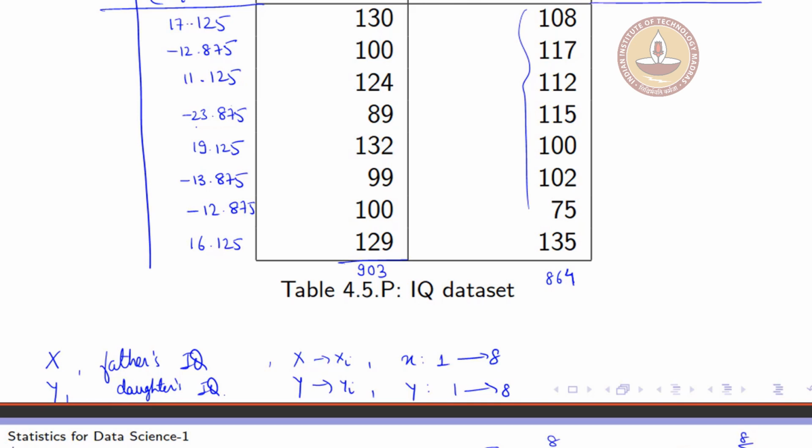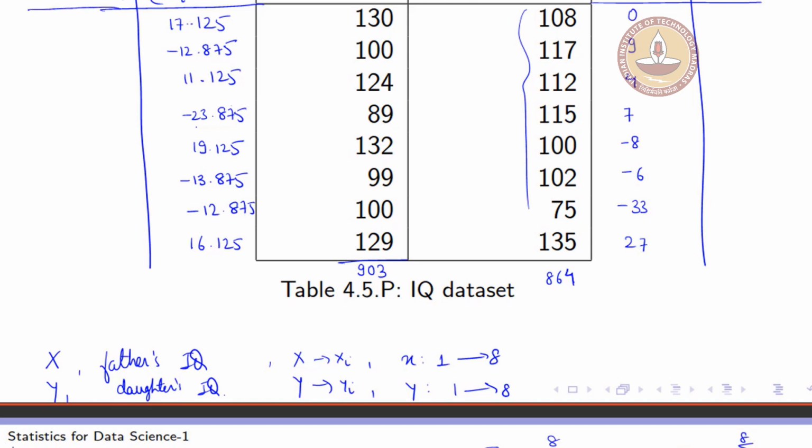Now let's calculate the deviation of daughter's IQ from the mean IQ. So this is yi minus y bar. So y bar is 108. So 108 minus 108 is 0. Now 117 minus 108 is going to be 9. This is going to be 4. This is 7. This is minus 8, minus 6, minus 33 and 27.